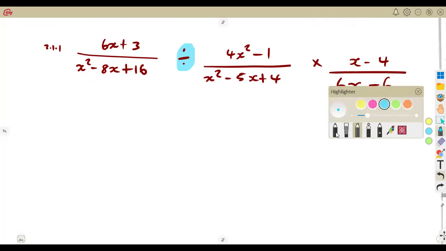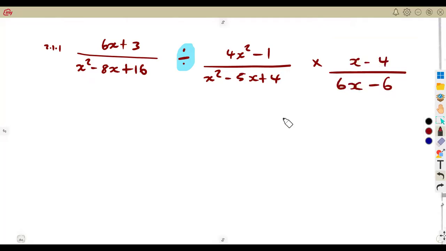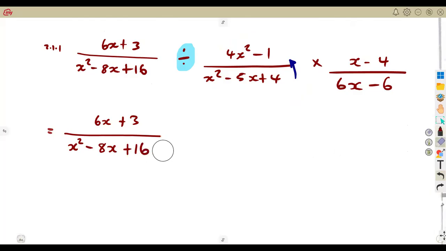As we know, we are supposed to factorize, but first, please just make sure you introduce your multiplication there, because you might end up mixing a lot of things. All right, so introducing multiplication, we understand we are going to invert the second fraction. It is the one that is going to be affected. The first part remains as it is. So we're going to have 6x plus 3, everything over x squared minus 8x plus 16.